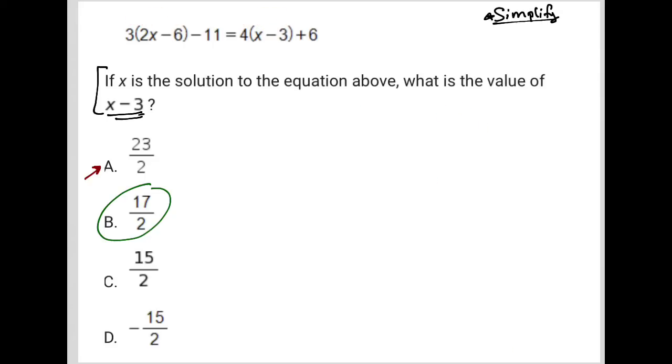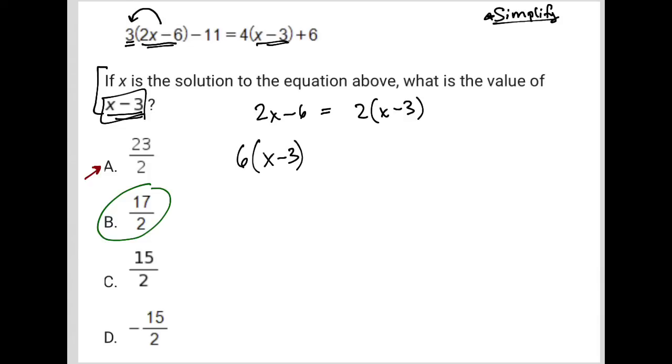So I noticed the question asked for x minus 3. I see an x minus 3 here in parentheses. I also see a 2x minus 6 here, which I know can be factored into 2 times x minus 3. So an alternate way to do this is to pull that 2 out of that parentheses, making this 3 become a 6. So I'd have 6 times x minus 3 minus 11 equals 4 times x minus 3 plus 6. Now the idea is to solve for x minus 3 instead of solving for x.